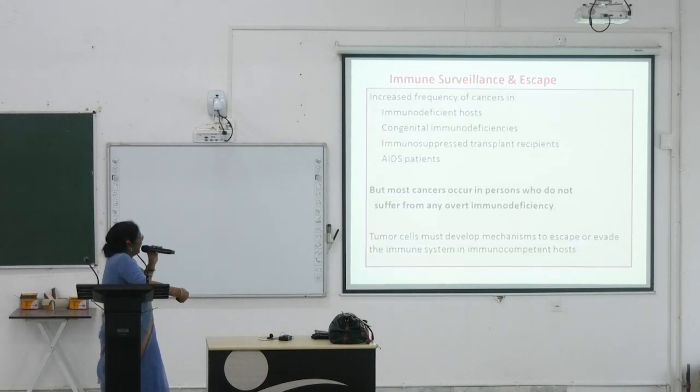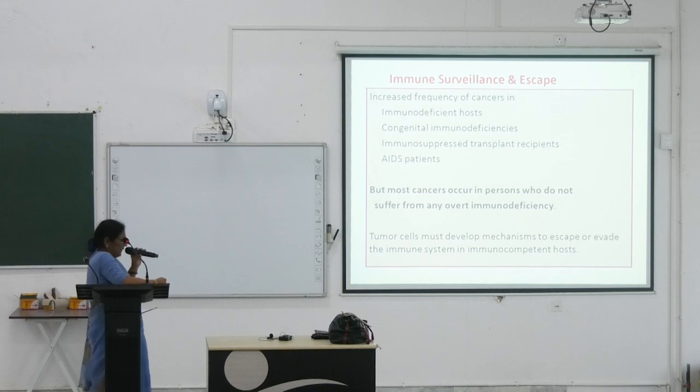Immune surveillance and its escape. There is increased frequency of cancers in cases of, as we said a while ago, immune deficient patients, congenital immunodeficiency patients, immunosuppressed transplant patients, and AIDS patients. So there is increased incidence of cancer in this group of patients.